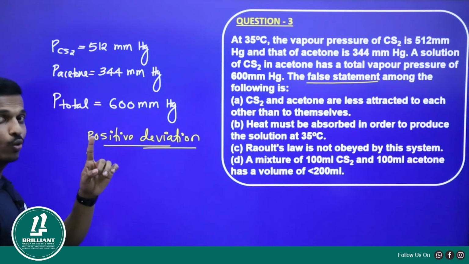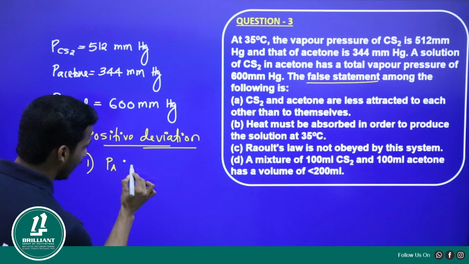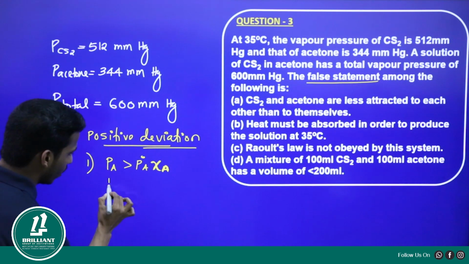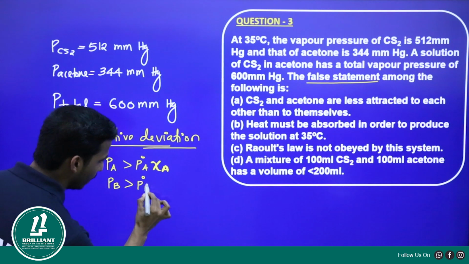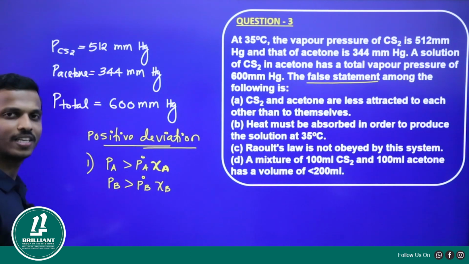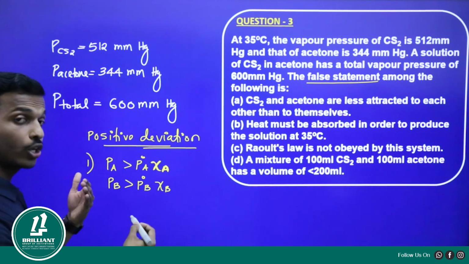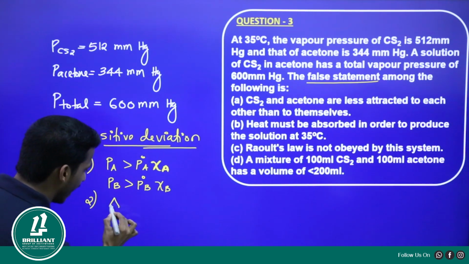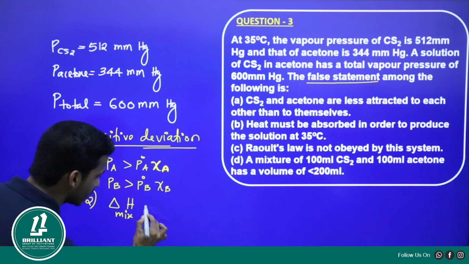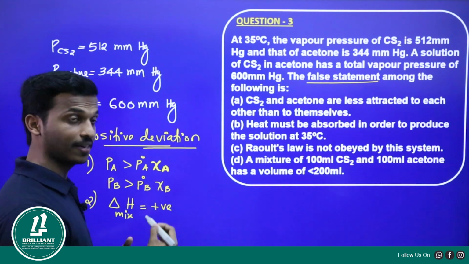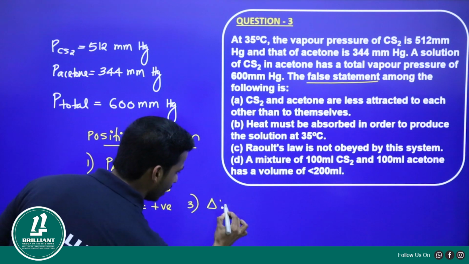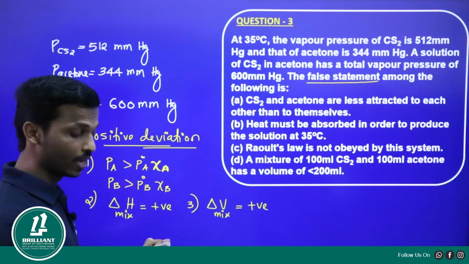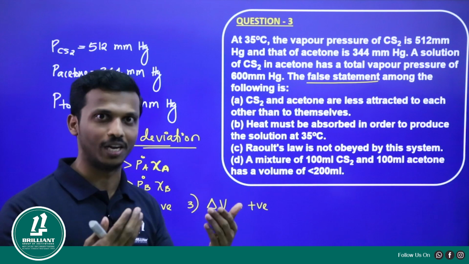We know they will not obey Raoult's law, right? So here we can say PA is greater than P naught A into chi A, means mole fraction. And another case, PB is greater than P naught B into chi B, that is the mole fraction of the second component. So P total also will be greater, right? And the second property we studied, the enthalpy of mixing is a positive value, right? It will be greater. And the third one, delta V mixing also will be a positive value because it is positive deviation, student. While mixing, the volume change also will be positive.